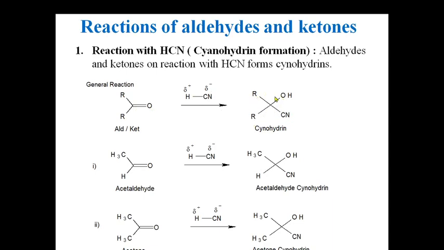this tetravalent product, that's the cyanohydrin, having the sp3 geometry or tetrahedral geometry, sp3 carbon. So here is the sp2, now it will be converted to sp3. So you are getting the corresponding cyanohydrin. So if you are taking the acetaldehyde, reacting with hydrogen cyanide, what will you get? Acetaldehyde cyanohydrin.